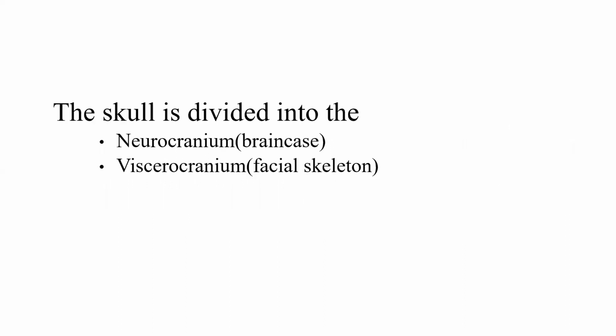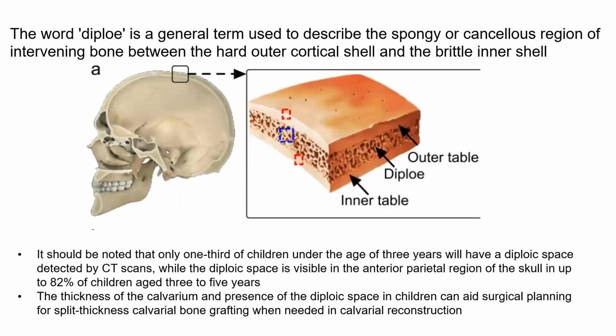The skull is divided into the neurocranium, which is the brain case, and the viscerocranium, that is the facial skeleton. I need to tell you about the diploe, which is the term used to describe the spongy or cancellous region of the intervening bone. You can see over here, I have added this picture. This lies between the hard cortical shell and the brittle inner shell.